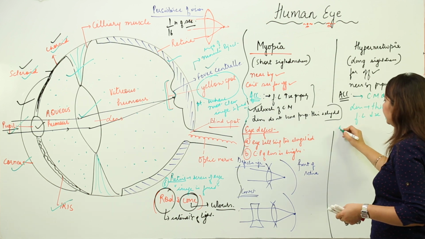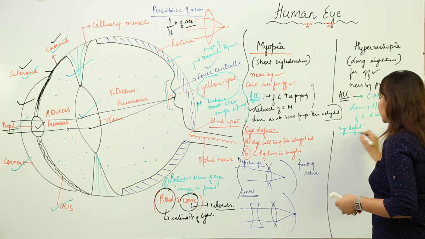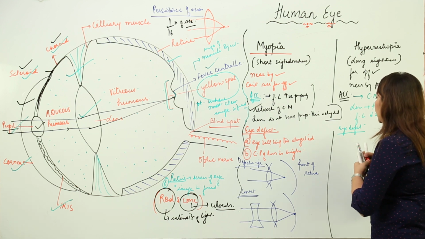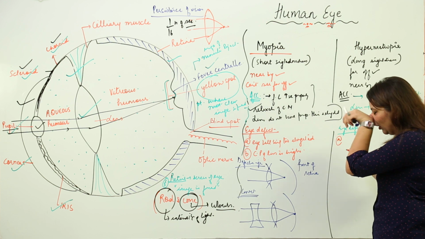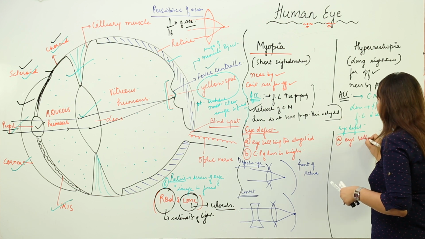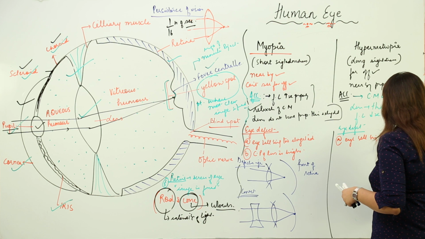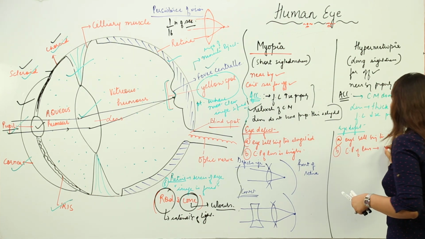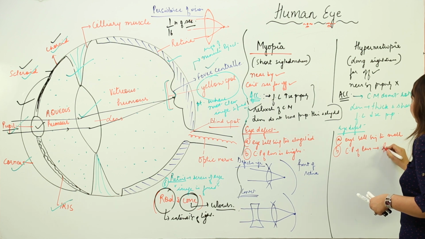So there might be an eye defect. So what is an eye defect? Eye defect can be that eyeball being too small. In this case the eyeball was too elongated. So here the eyeball is too small, and as a result converging power of lens is too low.